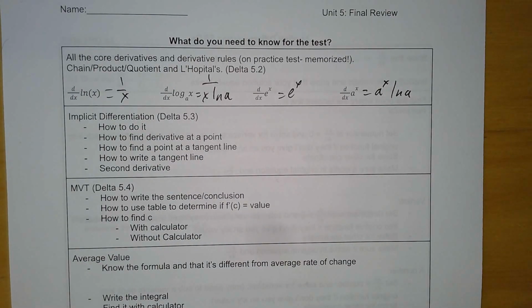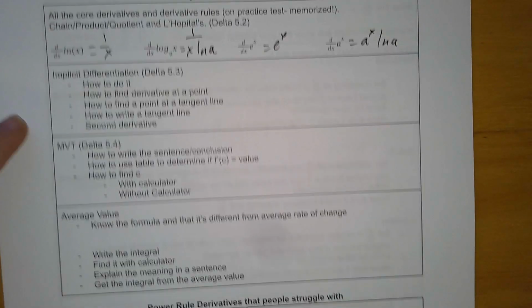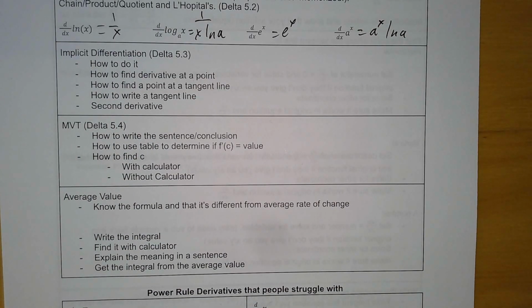Next, implicit differentiation, you should know how to do it, right? That's Delta 5.3 if you need a refresher. How to do it at a point, derivative at a point, how to find a point of a tangent line, how to write a tangent line, how to find the second derivative, and I'll be going over those later in this video. For mean value theorem, you need to know how to write the sentence. I'll talk about that in a bit.